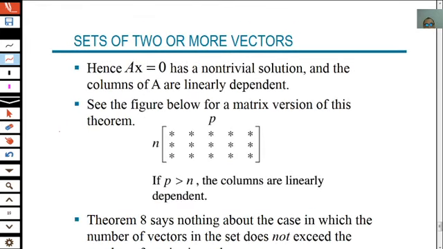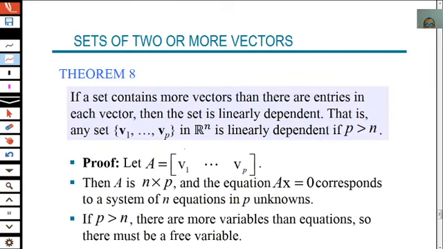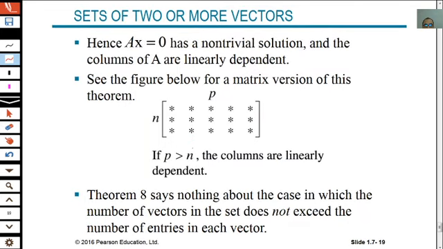So let's see by writing an example. See the figure below for a matrix version of this theorem. The theorem says that if a set contains more vectors than there are entries in each vector, then the set is linearly dependent. That is, we have p vectors in the set, and it is linearly dependent if the number of vectors is bigger than the number of components of the vectors in Rn.